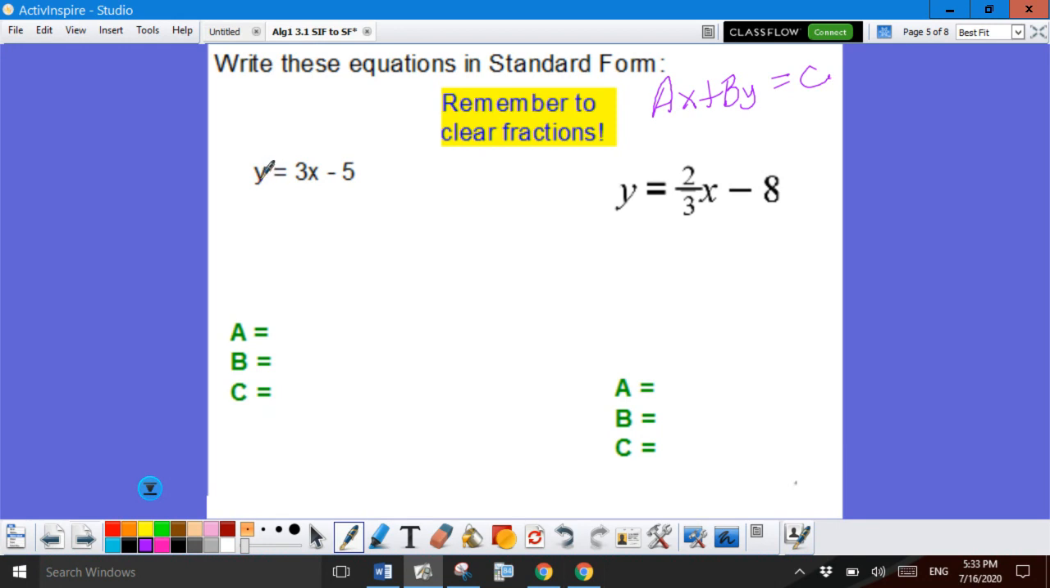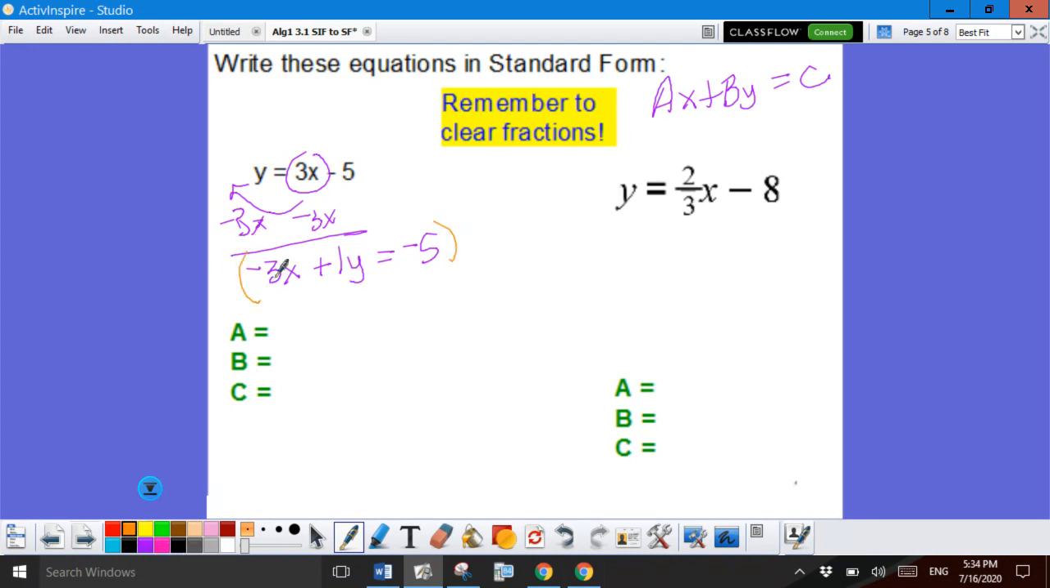So if I take a look at this y equals 3x minus 5, it's pretty close. I notice that the x needs to go this direction. So to move the x, I would subtract it. So I have negative 3x, and remember, that happens to be a positive 1y that's there, and I still have my negative 5. So now, do I have x's, y's, and then a number? Yes, I do.